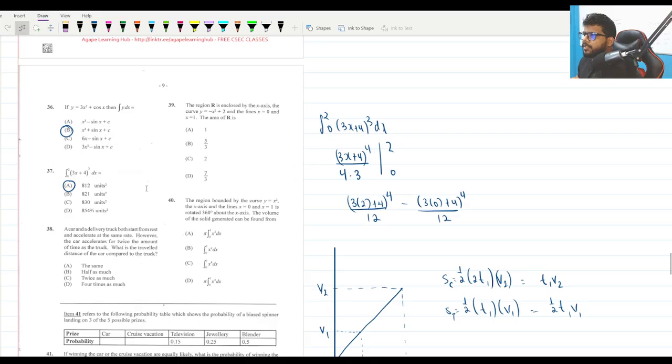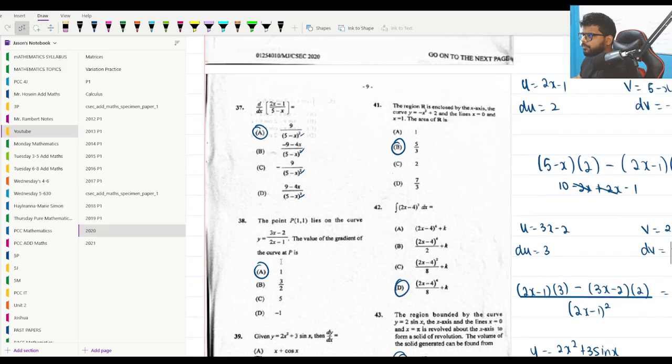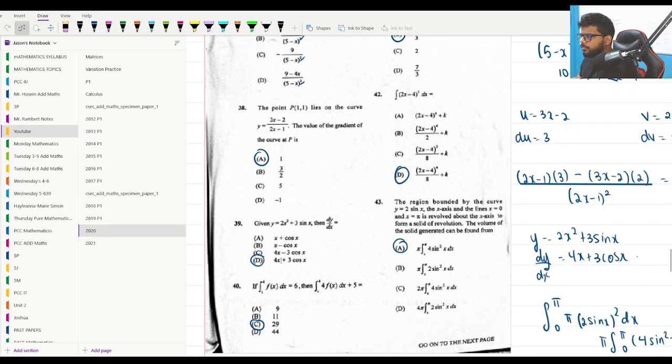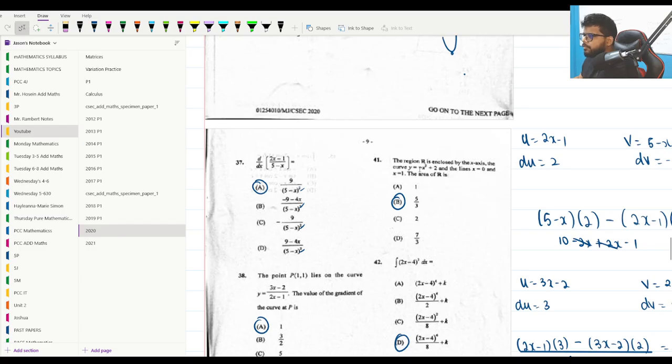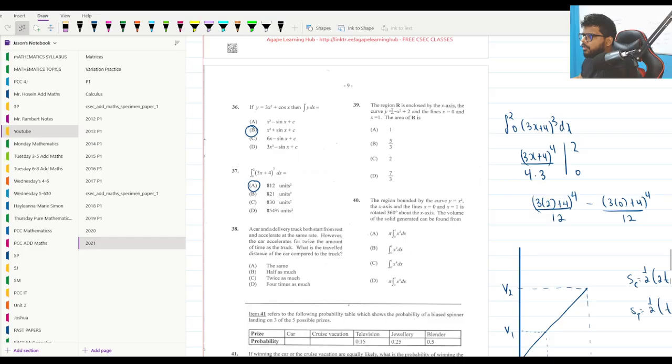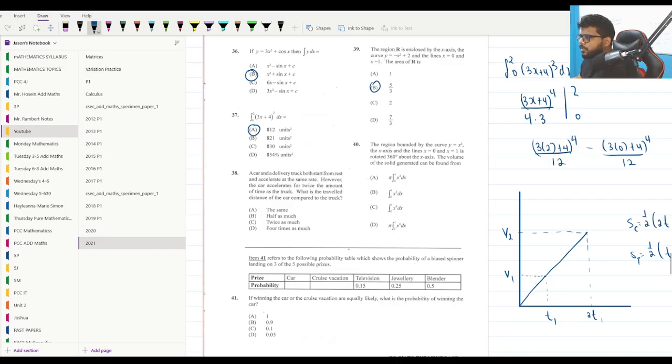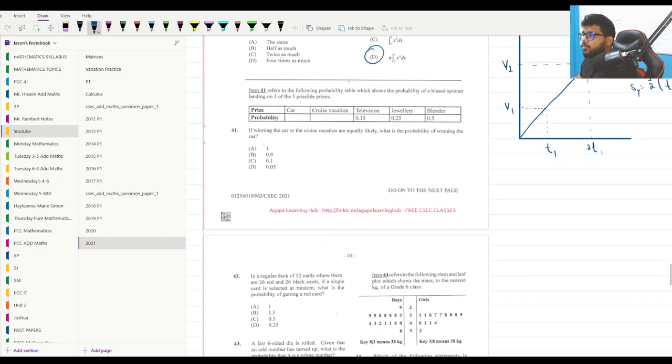The region R is enclosed by the x-axis, the curve, and the lines 0 and -1. Repeat question 513. Minus x squared plus 2, 0 and -1. The region bounded by the axis y is equal to x squared. Repeat again. Volume of solid generated can be found using that. Oh, they actually brought some probability in the recent years, right? So study all the probability.